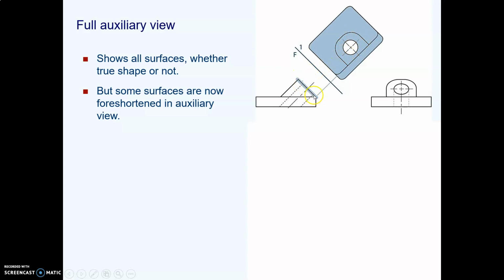the inclined edge view, but then you're also projecting all the visible edges, you get a full auxiliary view. And now, although your inclined surface is true size and shape, your other surfaces are foreshortened, like this. The flat plate that makes up the body of this part is foreshortened in the auxiliary view.